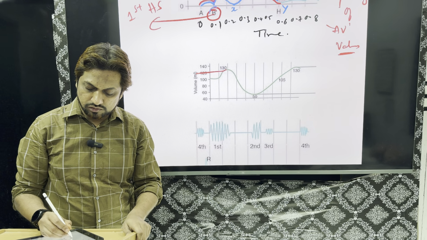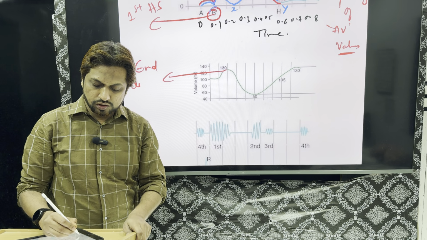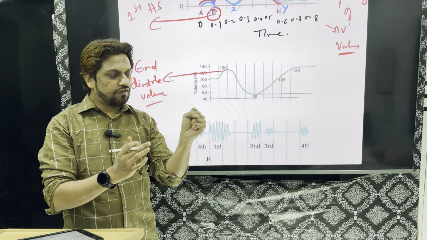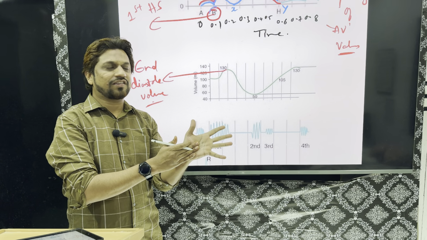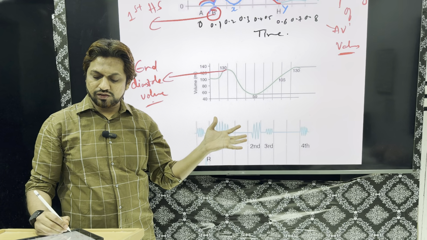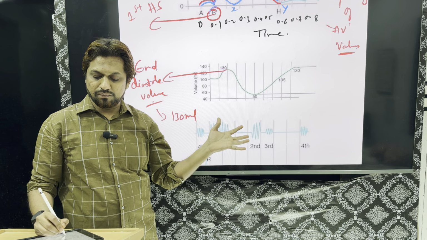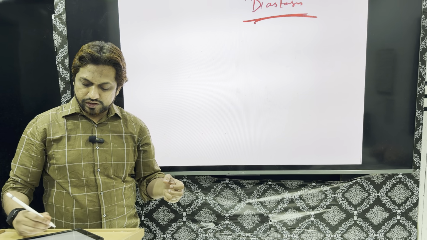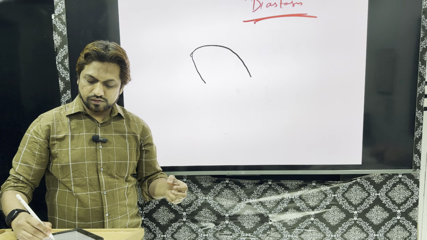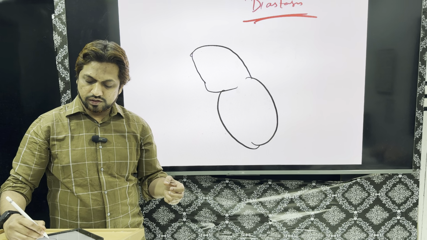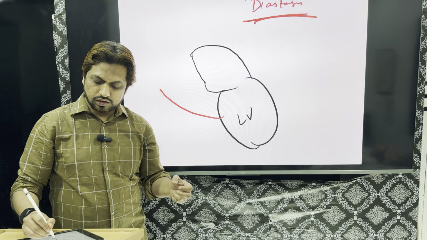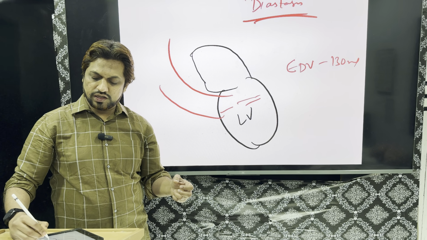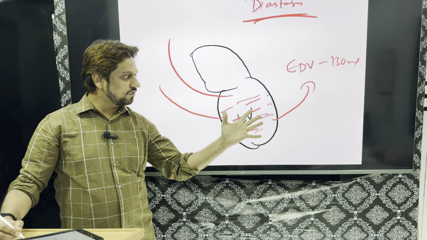What is this end diastolic volume? That is the volume in the ventricles at the end of the diastole. So in the ventricle, after the ventricles relax, the volume will be 130 ml. Okay, I will just draw this: atria, ventricle. So this is left ventricle, then aorta. So end diastolic volume is 130 ml. So 130 ml is remaining after the end of the relaxation.